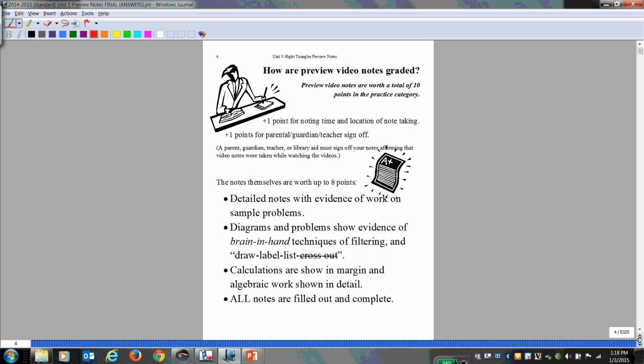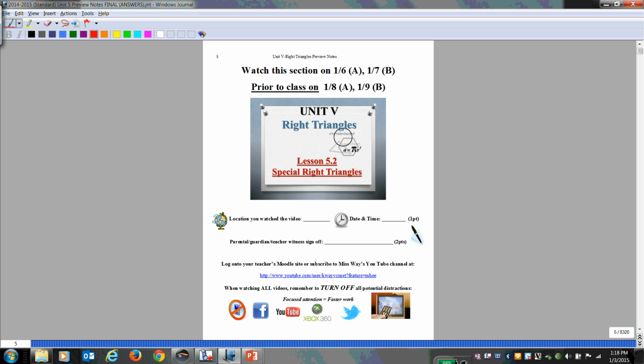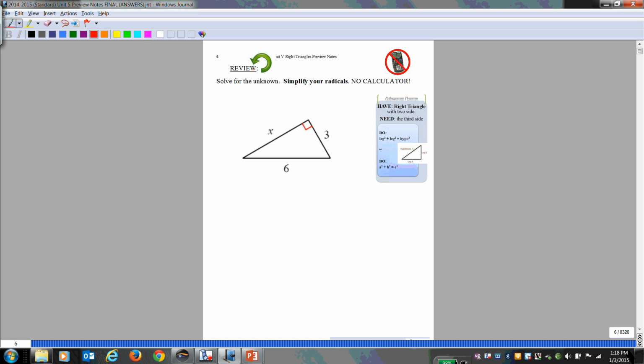Taking a look here, we're doing lesson 5.2, special right triangles. Make sure you give me the location if you're watching the video, the date and time, and don't forget a parent, guardian sign off. In class, we studied the Pythagorean Theorem, and we use this when we have two sides and we need a third side. So you're going to label the leg, the leg, and the hypo. Here's a leg, here's a leg, and here's the hypotenuse.